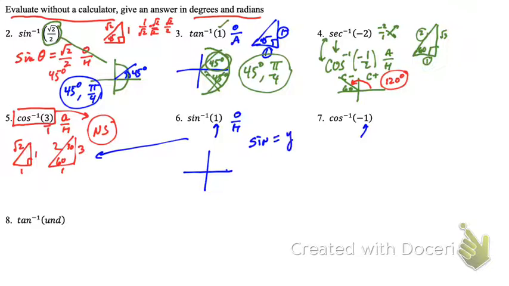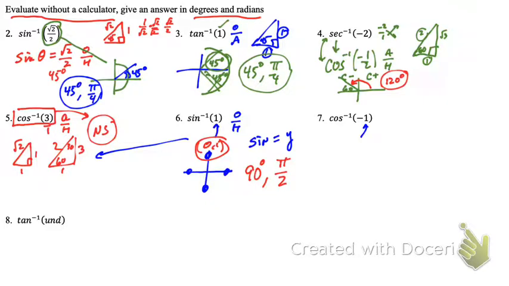And on the unit circle, what is the sine equal to? It's equal to my y value. So where on this unit circle do we have a y value that is equal to 1? Right there. 90 degrees. Okay. 180 divided by 90 is 2, so in radians that's pi over 2.